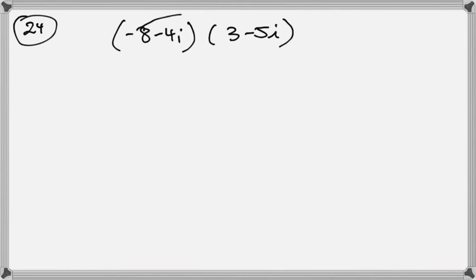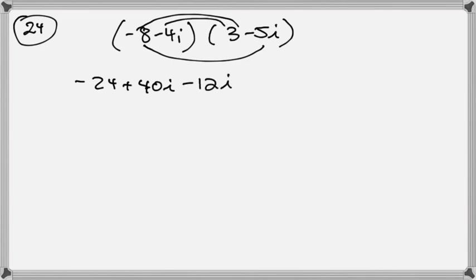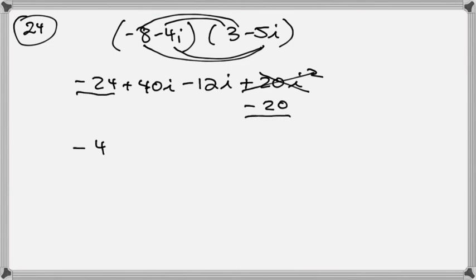Negative 8 times 3 is negative 24, plus 40i, minus 12i, plus 20i squared, which of course changes into a negative 20. Like terms are negative 24, negative 20, negative 44, and 40 minus 12 is plus 28i. Watch your signs.